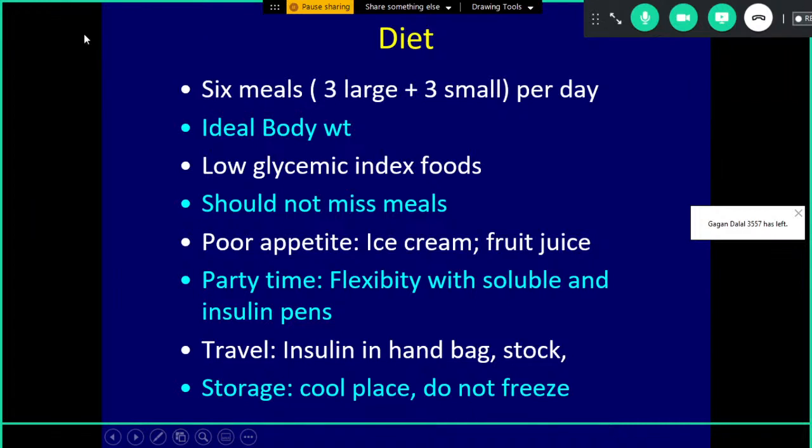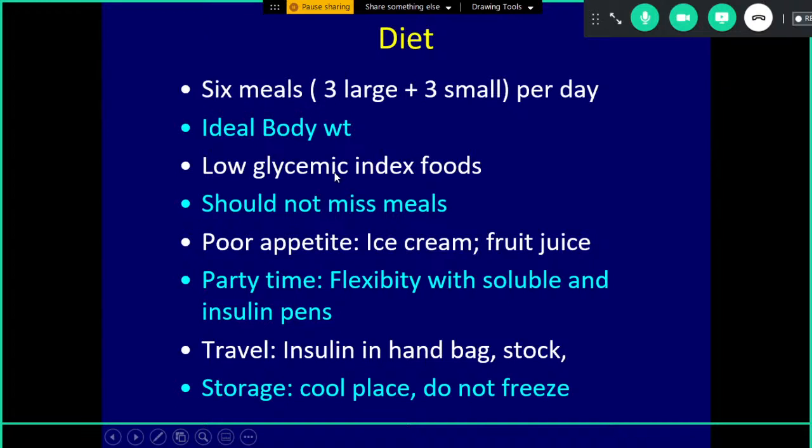What about diet therapy in type 1 diabetes? 6 meals is what we normally advise. 3 major, I shouldn't have used the word large here. So breakfast, lunch, and dinner, a mid-morning snack, a tea time snack, and a bedtime snack. Right? You should calculate the total caloric requirement based on their ideal body weight. So about 30 kilocalories per kilogram of ideal body weight. So if I'm 5 feet 4 inches, 160 centimeters, my height is 160, my weight is 60 kilograms, 1800 calories or so is fine.